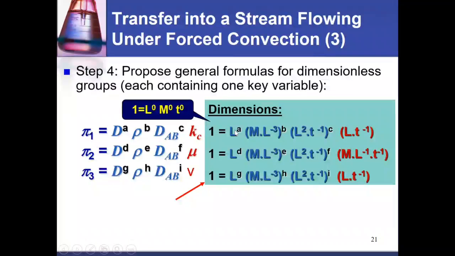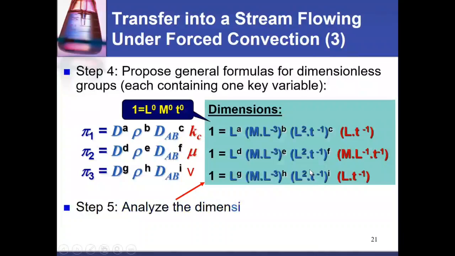So if you add up L: minus 3B plus 2C plus 1, you should get 0, because the dimension of L here should be 0. Dimension of M should be 0. Dimension of T should be 0. Same for these relations here, and this also.